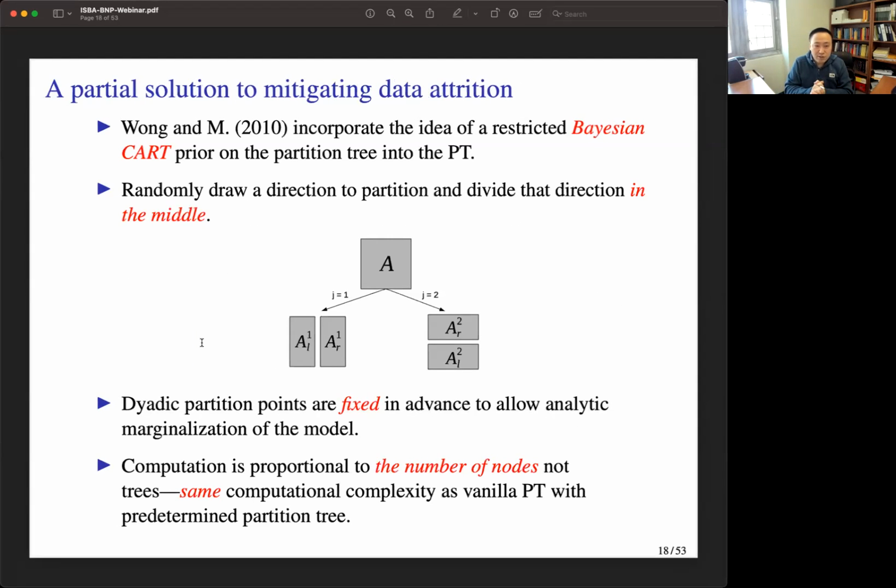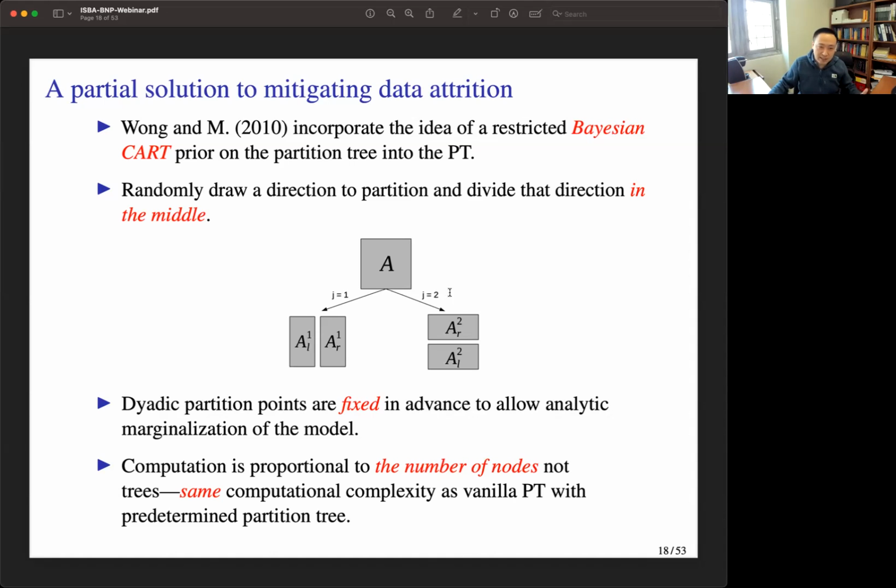So in graduate school, I worked with my advisor, Wing Wang, which resulted in a partial solution, not a total solution, to the problem of data attrition. It does not fully address the computational scalability, but it aimed at mitigating the data attrition problem. The idea is that, at least in most multidimensional problems, usually the underlying distribution is not symmetric in all directions. So you probably don't need to split at equal resolution levels in different dimensions. So why don't we incorporate a prior on the directionality of the splitting?